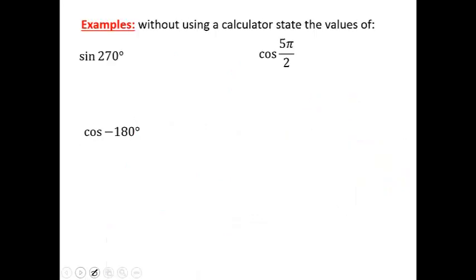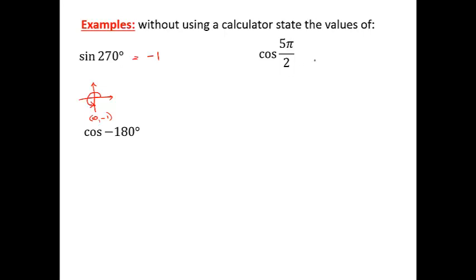Okay, so we're going to use what we know now to work out the values of these angles without using a calculator. So this is something that would come up on your non-calculator paper. So the sine of 270 degrees, so if I just draw myself a little axes here, 270 degrees is there. And the sine is going to be equal to whatever the value of y is in this case. So remember, that would be the point 0, -1. So the sine of 270 degrees is just -1.